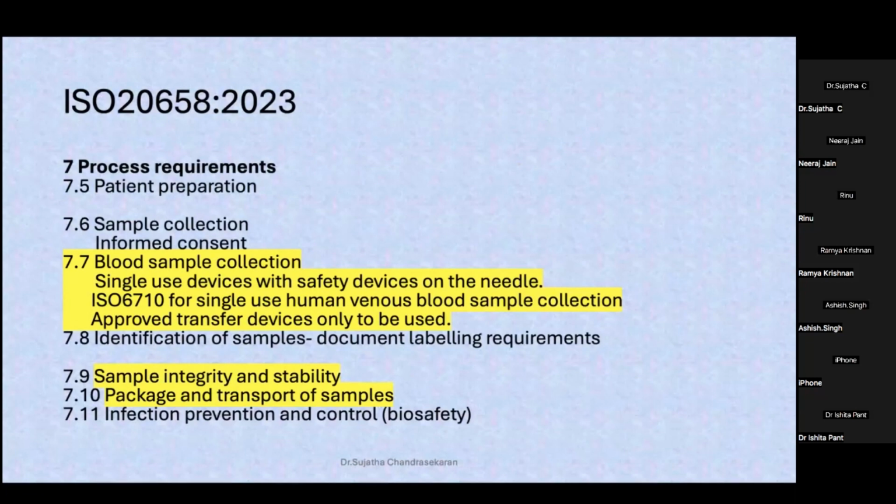Then the sample collection. The standard says that only single-use devices with safety devices on the needle should be used. So automatically you get into the evacuated tube system because of the safety and the risk associated with transmission of a blood-borne infection. Approved transfer devices should be used if, as a deviation, the sample has to be collected and transferred into the tubes, right?